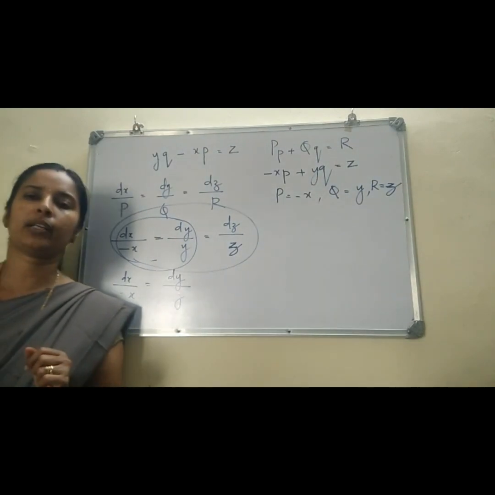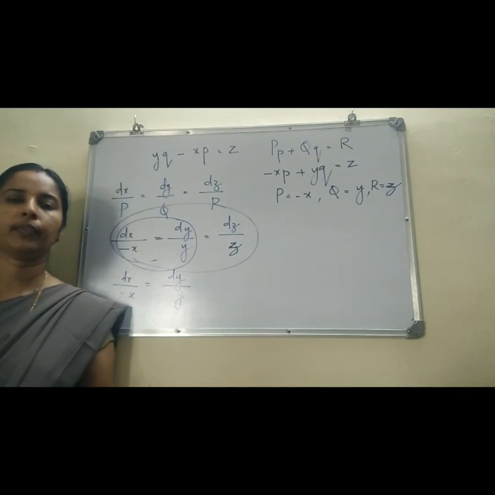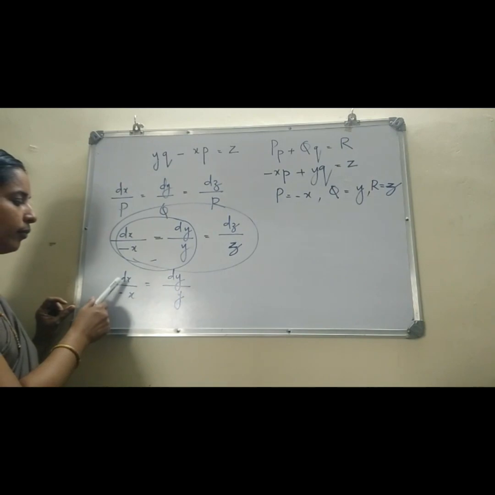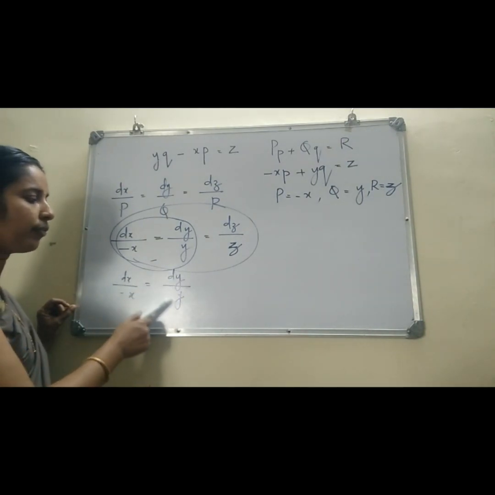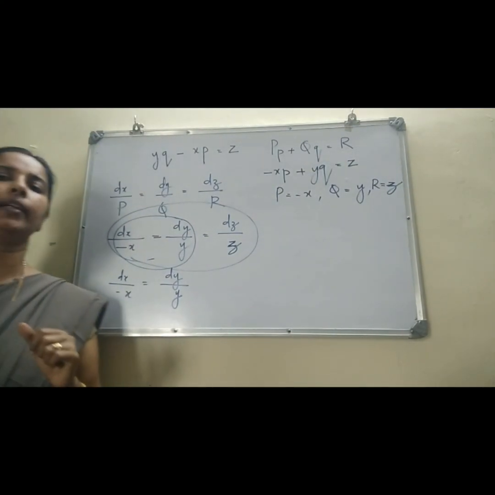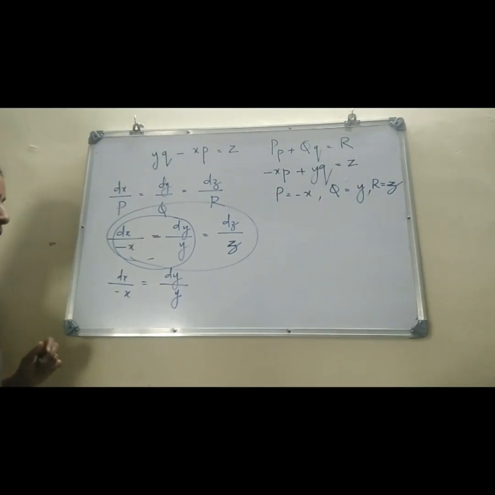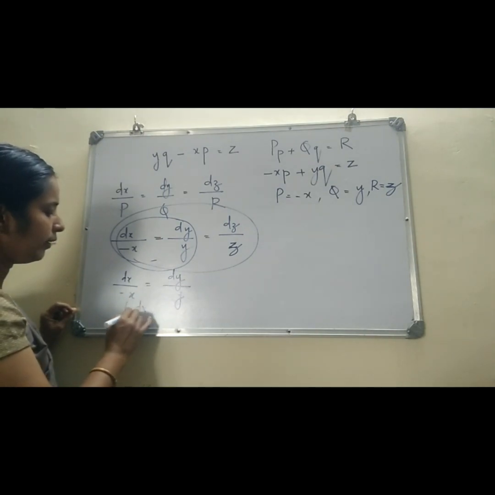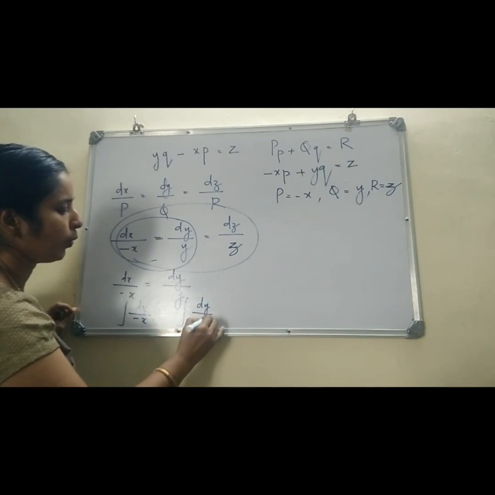Almost all differential equations can be solved by separating the variables. Here, the variables are separated. That means dx is with a function of x alone, dy is with a function of y alone. If the variables are separated, by direct integration you will get the solution of that differential equation. So its solution is integral dx by minus x is equal to integral dy by y.